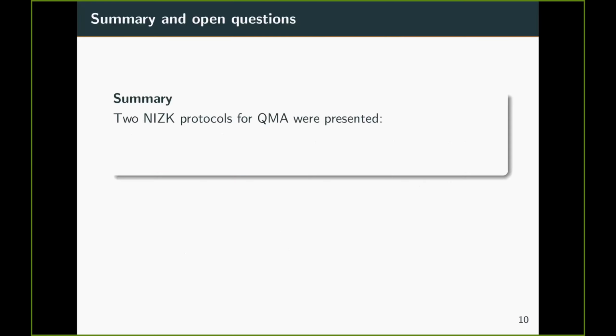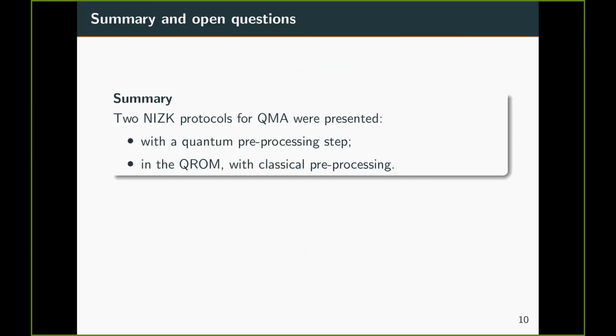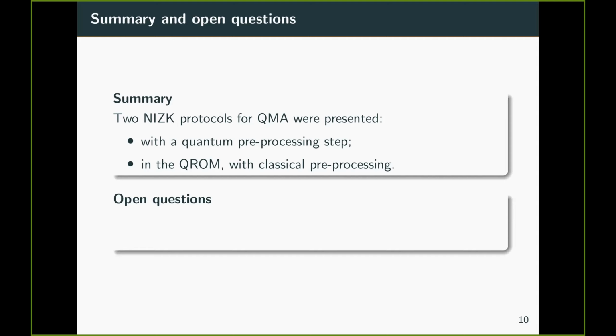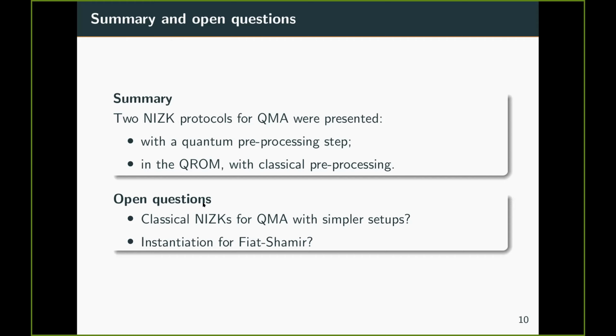So in summary, I just mentioned two NIZK protocols for QMA. One is with a quantum preprocessing step. The other is in the quantum random oracle model with purely classical preprocessing. For open questions: can we present classical NIZK for QMA with simpler setups? And is it possible to give an instantiation of the Fiat-Shamir transform that I just mentioned? So thanks. That concludes the talk.